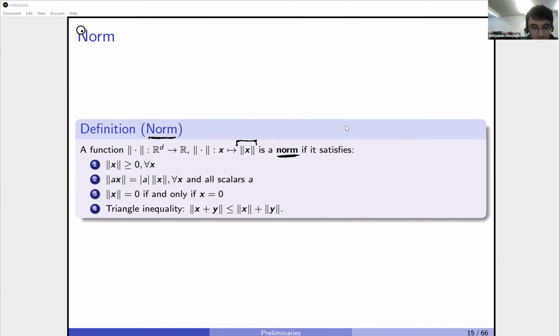Another thing is that if the input of the norm is 0, a zero vector, the norm will be 0. And vice versa: if the norm is 0, its input must be 0, because it's if and only if. It means if x is 0, the norm of x is 0, and if the norm of x is 0, then x is 0. So it's two-sided. And the triangle inequality: it means that for two vectors x and y, the norm of x plus y is always less than or equal to the norm of x plus the norm of y.